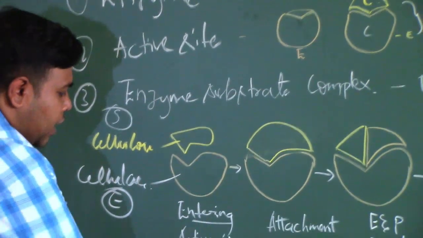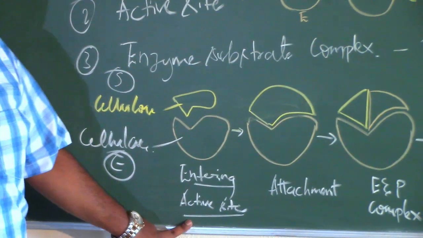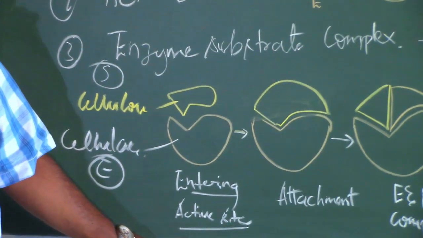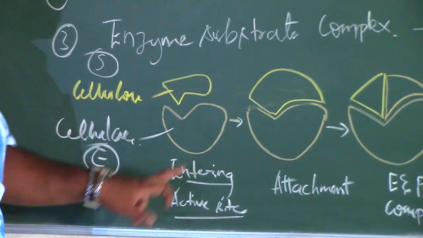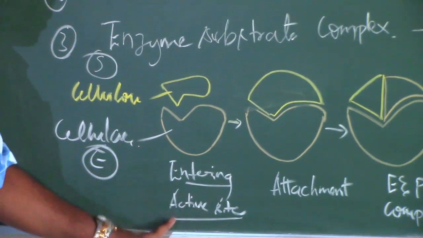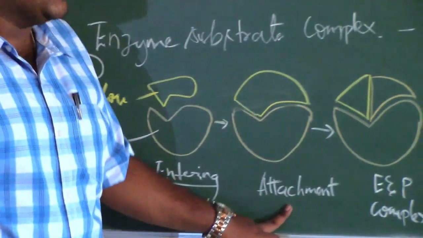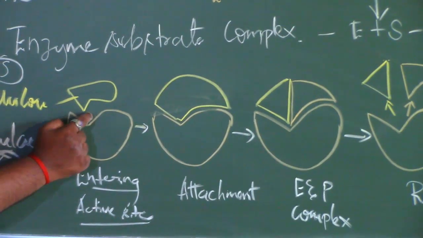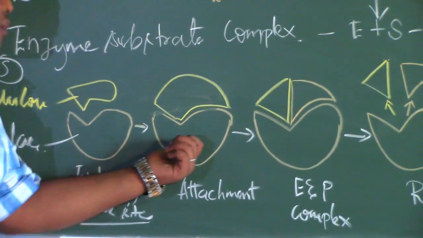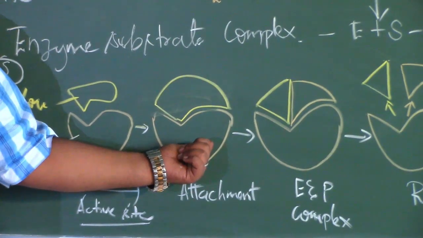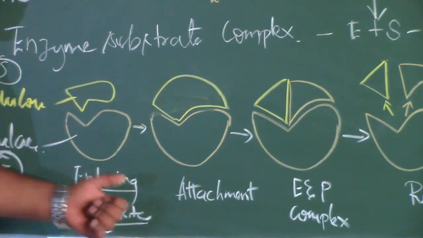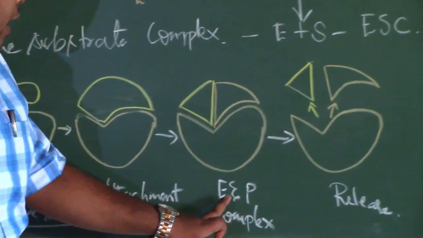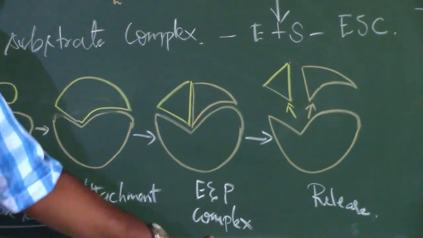The first step is called entering the active site. If an enzyme has to work, the substrate has to reach near the active site. That is the first step. The second one is called attachment. Once the substrate enters the active site, it has to attach to the enzyme. That will be our second step. And the third step is the formation of the enzyme and product complex.